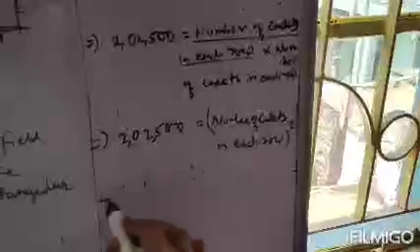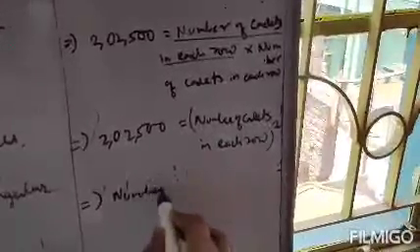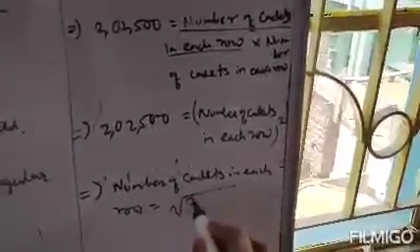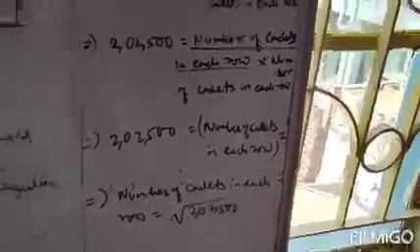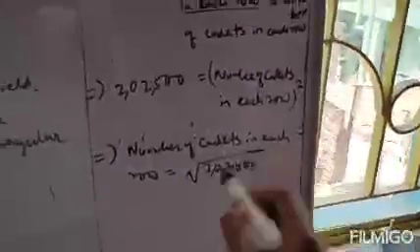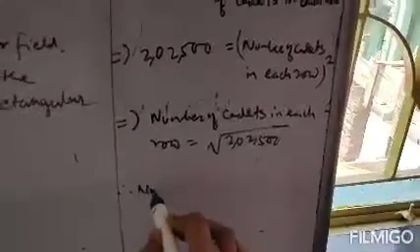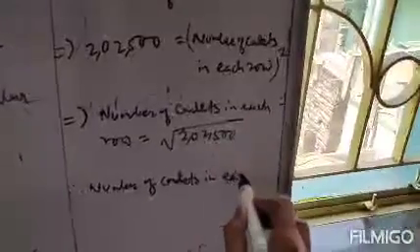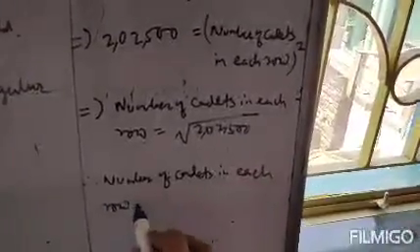So if we want to find the number of cadets in each row, it will be the square root of 2,02,500. Because from this, if we want to extract the number of cadets in each row, this will be the square root of 2,02,500. Therefore the number of cadets in each row equals, now, we will take the square root of this number. Let's do it. Square root of 2,02,500.